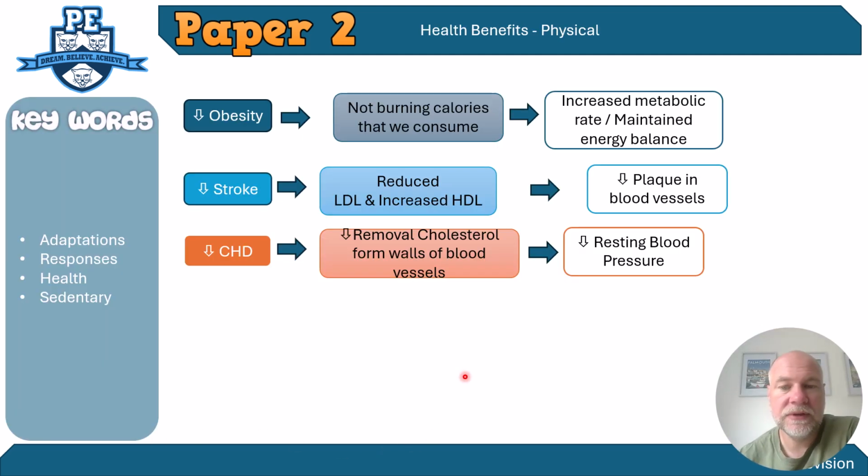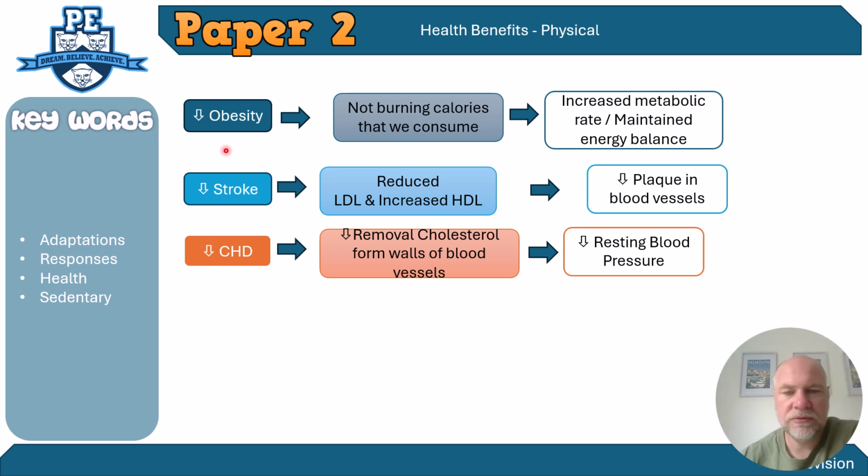So starting off with the physical benefits of health, the first three areas you probably want to commit to memory are that exercise will reduce the chances of obesity, reduce the chances of stroke, and reduce the chances of coronary heart disease, or CHD. You need to know why for each of them, what happens in the body to reduce those potential issues, and then an explanation of why that is happening.